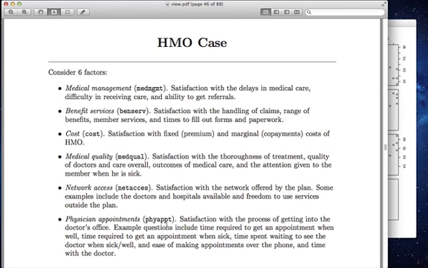Finally, there's physician appointments. So this is all about the process of getting into the doctor's office. So if you're sick, you need an emergency appointment, can you get in? When you show up at the doctor's office, how long do you have to wait before you get into the doctor's examination room? Once you're in that examination room, how long do you have to wait there? So it's all about the process of seeing the doctor.